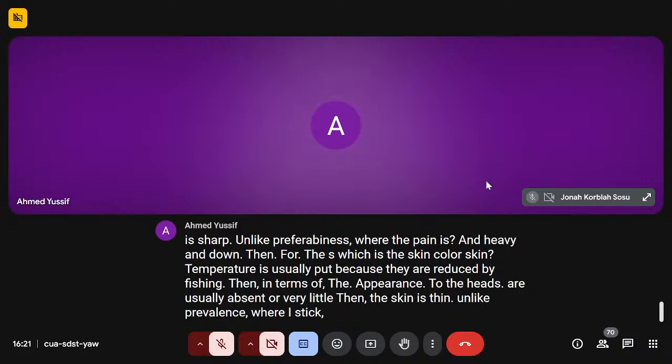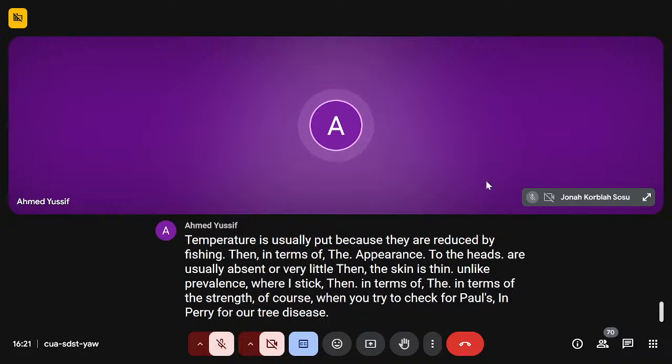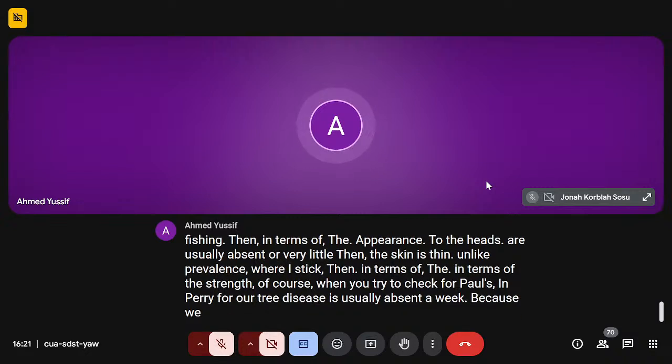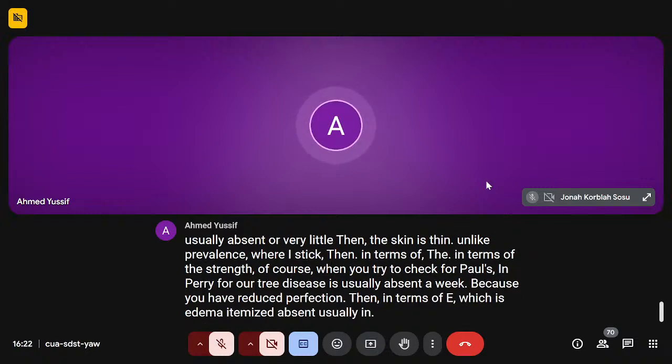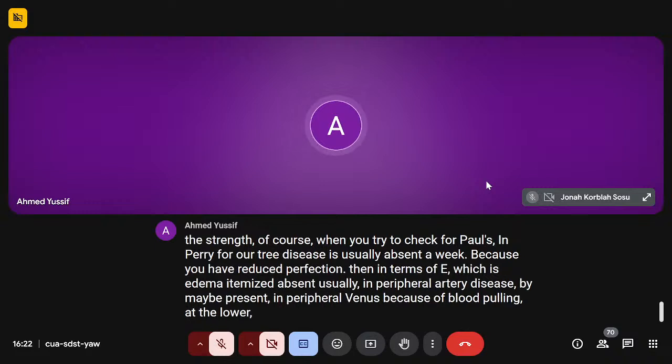Then, in terms of the strength of pulse, when you try to check for pulse in peripheral artery disease, it's usually absent or weak because you have reduced perfusion. Then in terms of E, which is edema, edema is usually absent in peripheral artery disease, but it may be present in peripheral venous disease because of blood pooling at the lower extremities.